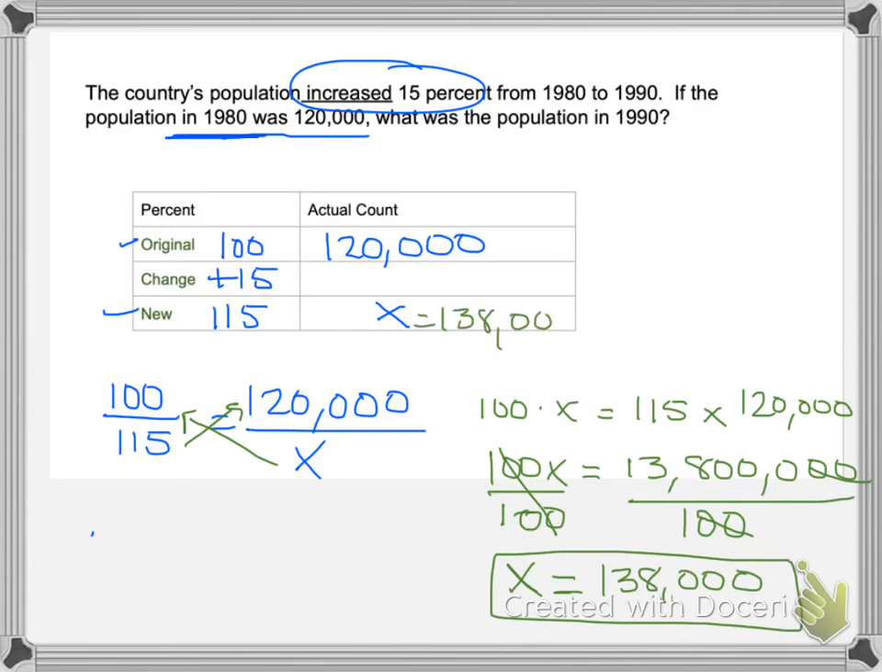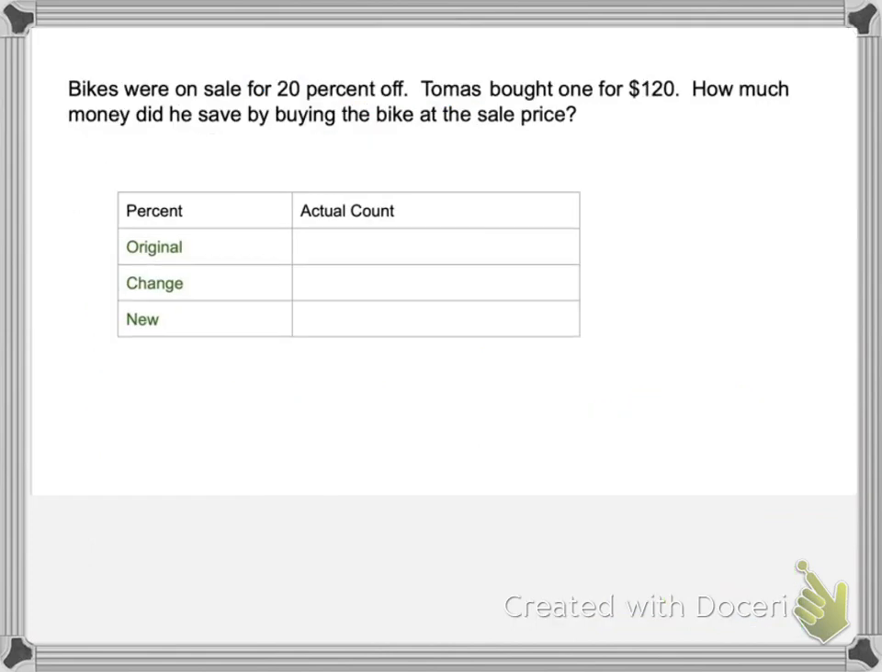Okay, let's try another example. All right, this one's a little bit different. Bikes were on sale for 20% off. If Thomas bought one for $120, how much money did he save by buying the bike at the sale price? Well, first step, we have to put in 100% as my original amount. And then what did they tell me that my change was? It's 20% off, so I'm going to subtract out 20% here. And what is 100 minus 20? My new will be 80% of the original price.